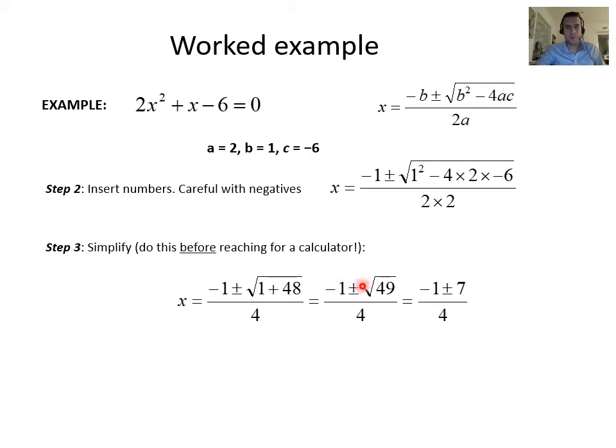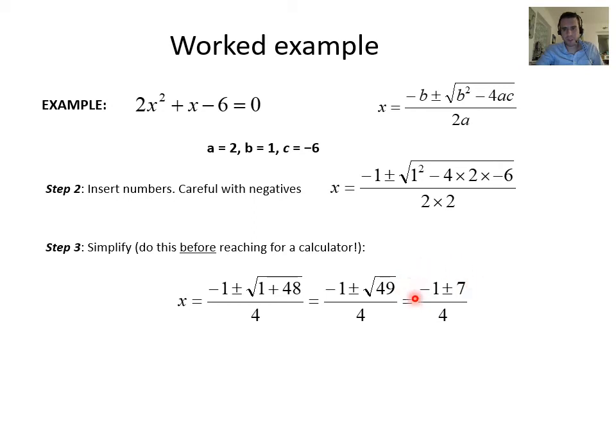And of course, in this example, we've got the square root of 49, and everyone knows that the square root of 49 is 7. So in this case, we can make it even simpler, but that won't always be the case, obviously. But we can still see we've got this plus or minus. So this means essentially that x is equal to -1 plus 7, all divided by 4, or x is equal to -1 minus 7, all divided by 4. Okay. Another common error would be not putting brackets around here explicitly.